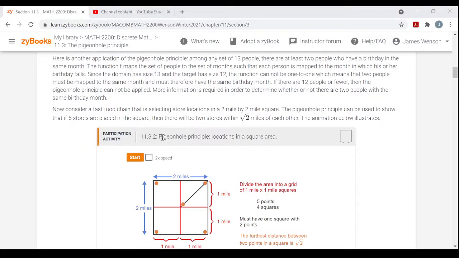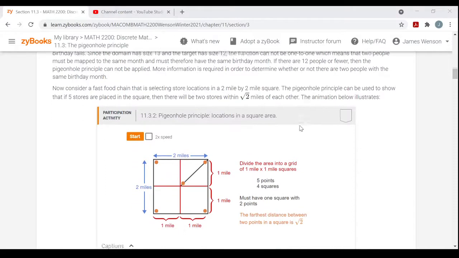This is an interesting problem here. I'll play the animation for you. Now consider a fast food chain that is selecting store locations in a 2-mile by 2-mile square. So 2 miles on all 4 sides. The pigeonhole principle can be used to show that if 5 stores are placed in this square, then there will be 2 stores, at least 2 stores, within the square root of 2 miles of each other. So let me show you this.